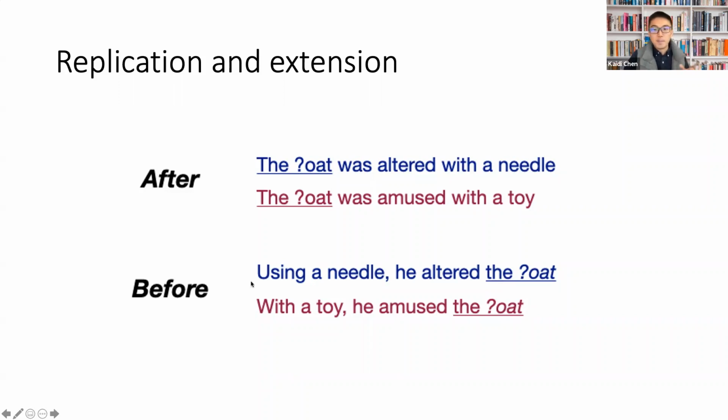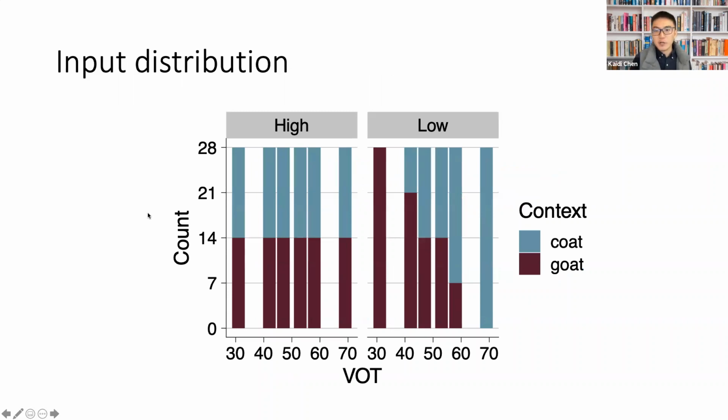Likewise, "Using a needle, he uttered" is to bias the code context, while "With a toy, he amused" is to bias the gold context. The only difference here is that we put the lexical context before the phonetic cues. Similarly, we also manipulated the phonetic cue and lexical context by the degree of conflict, as done previously.